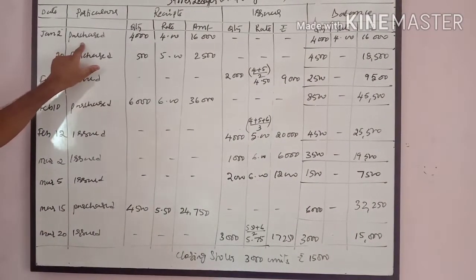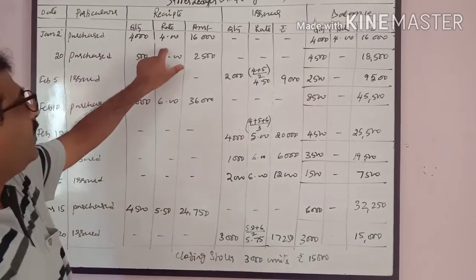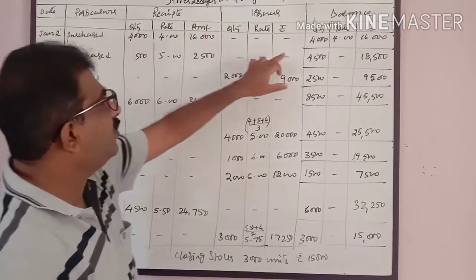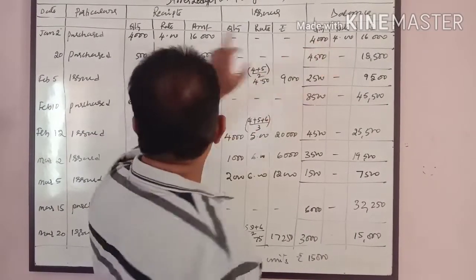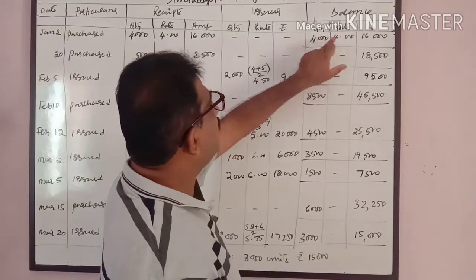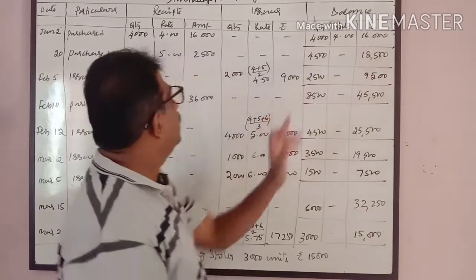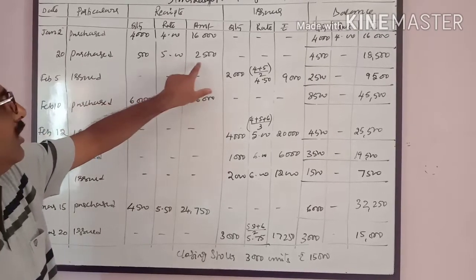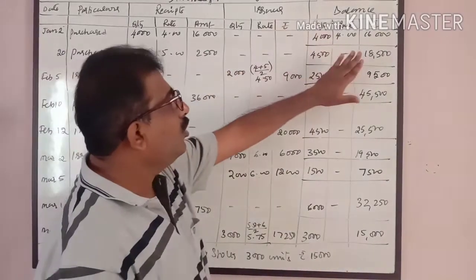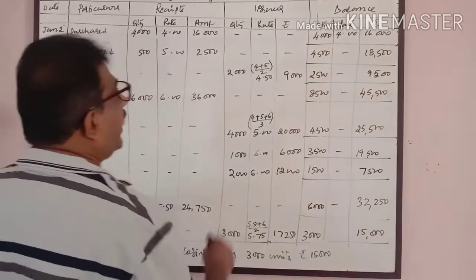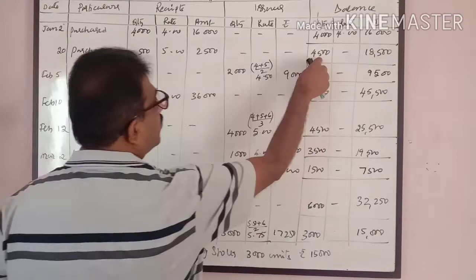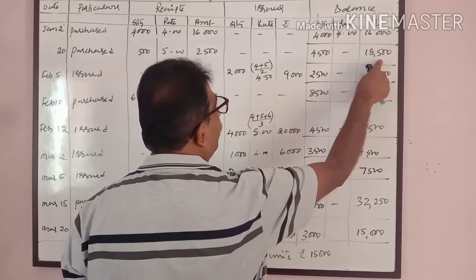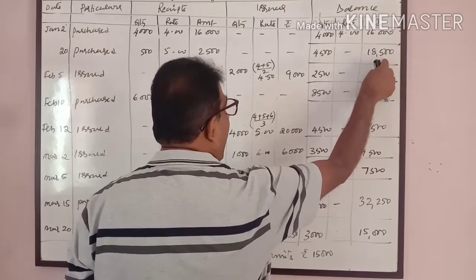January 2nd, we purchased 4,000 units at the rate of 4 per unit, it comes to 16,000. There is no opening balance, straight away we purchase, so I will go to the balance column. This itself becomes the balance here. 4,000 into 4, 16,000. Now, 20th, we purchased 500 units at the rate of 5 per unit, 2,500. So now, no need to write the rate here. Just I will add 4,000 plus 500, 4,500. 16,000 plus 2,500, 18,500. Whenever we purchase, receipt should be added.